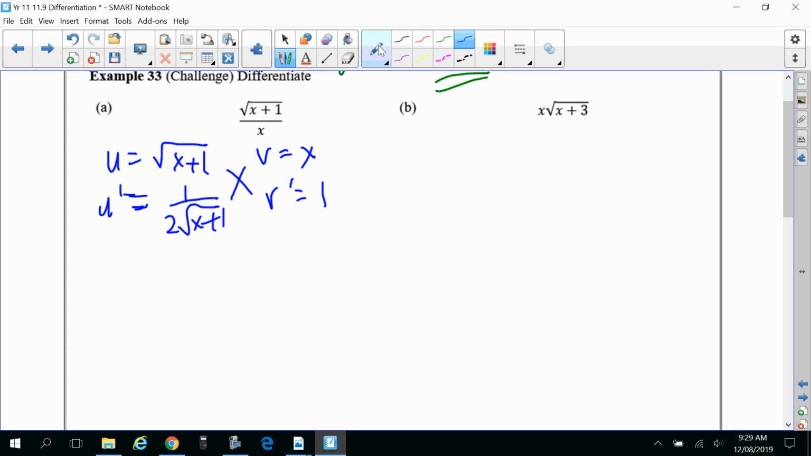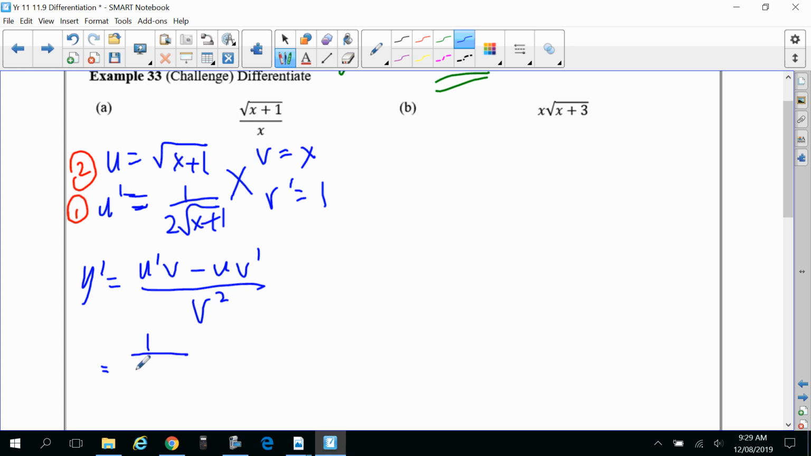So you got 1 and then 2. Watch this. y dash equal to u dash v minus uv dash over v squared. u dash is this. All right. v is x. Notice I use a dot, so that doesn't look like a times.